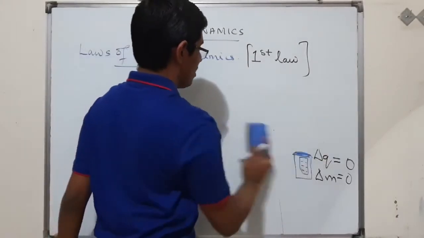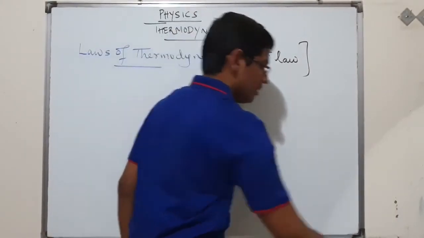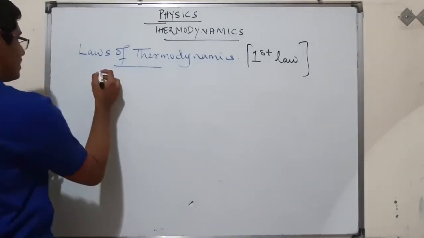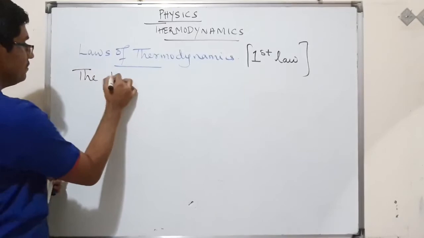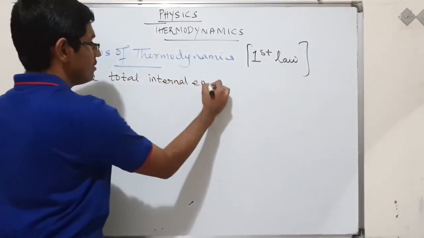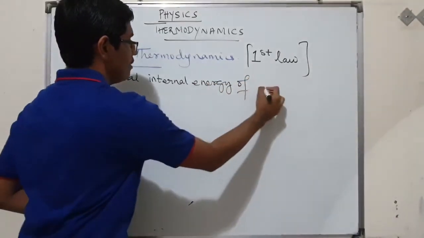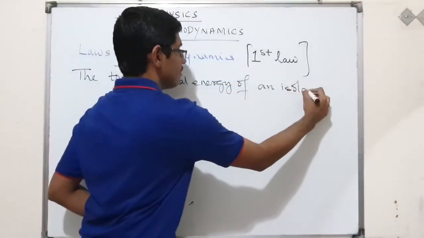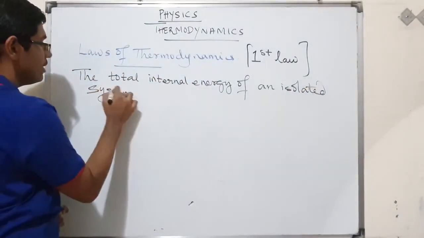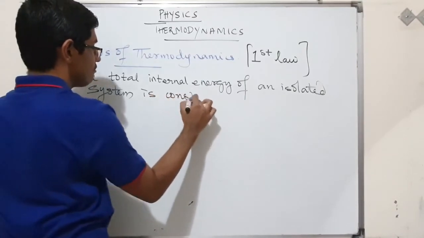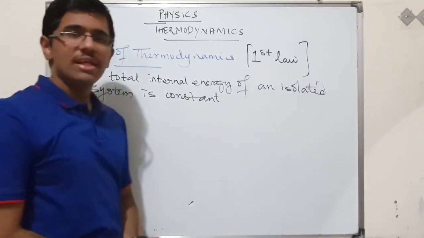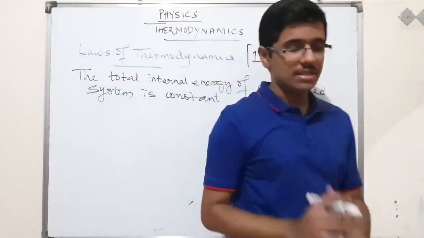What is the first law of thermodynamics? Let's write the statement first. The first law of thermodynamics says that the total internal energy of an isolated system is constant. What is the meaning? The statement says that the total internal energy of an isolated system is constant.